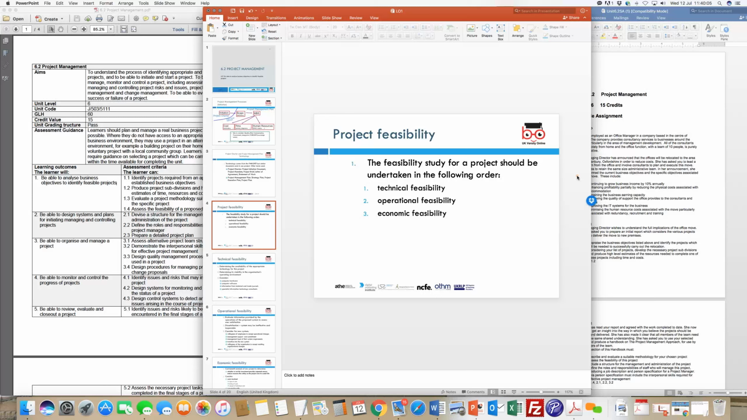And at some stage, the technical and the operational feasibility links to something called economic feasibility, which is nothing but costs.